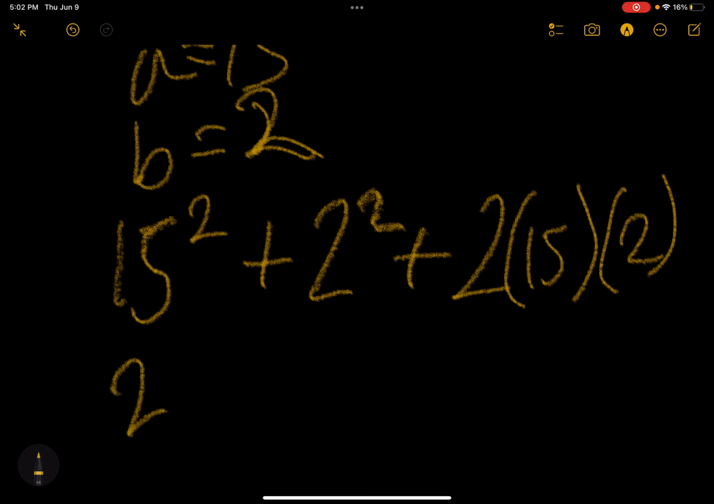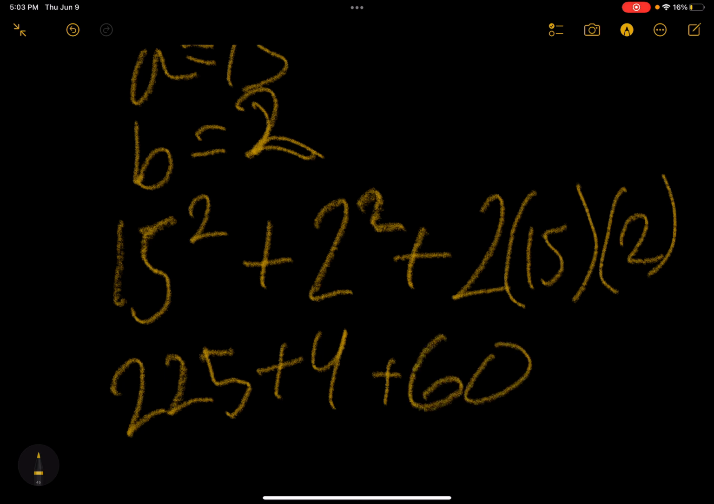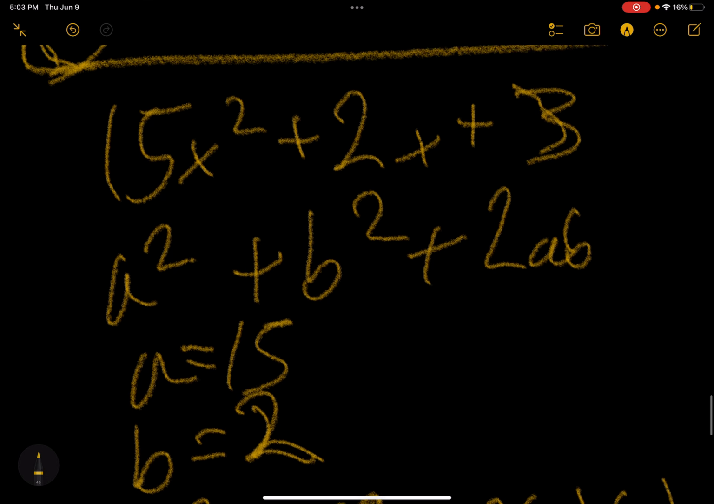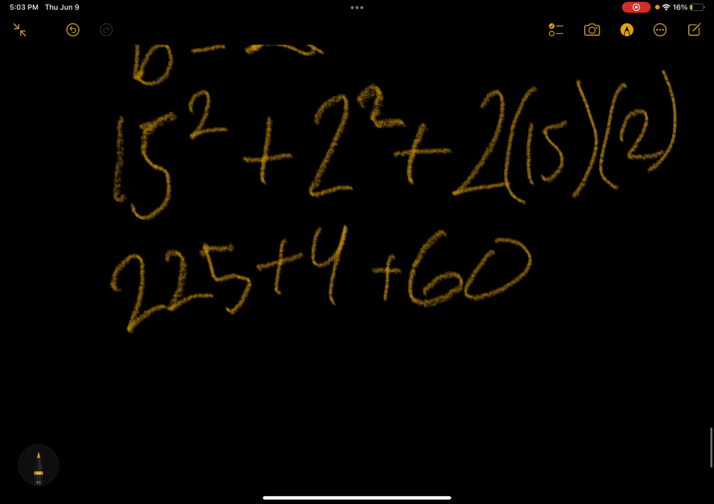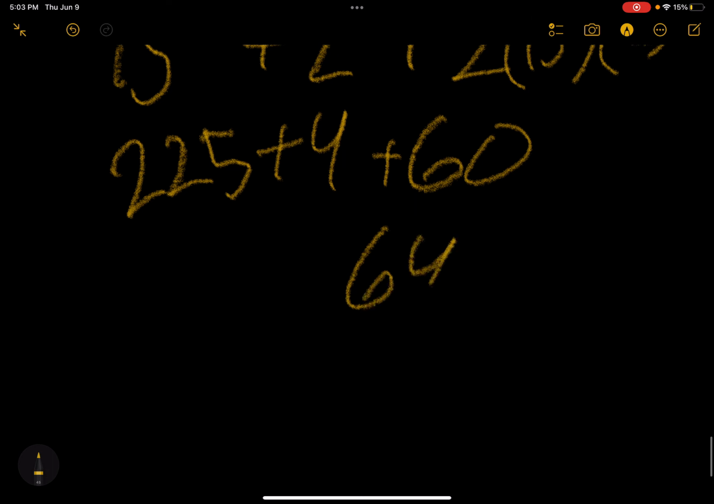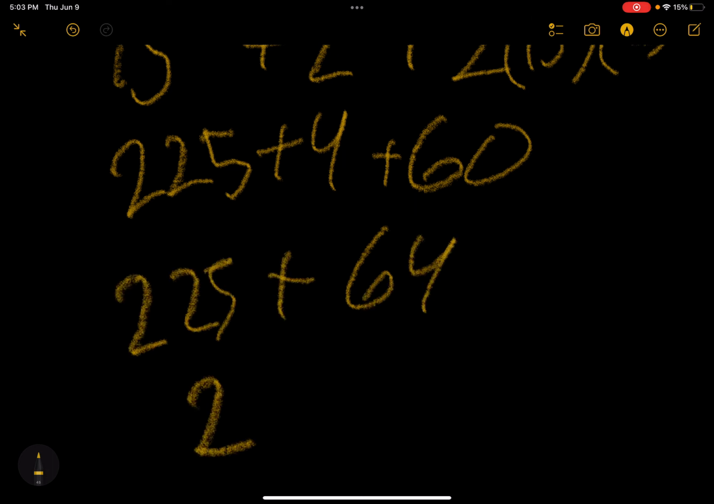15 times 15 is 225, plus 4, plus 2 times 15 is 30, 30 times 2 is 60. Actually, we don't really have to, but we can simplify, I suppose. Let's just simplify it, because why not? 64 plus 225 equals 289.